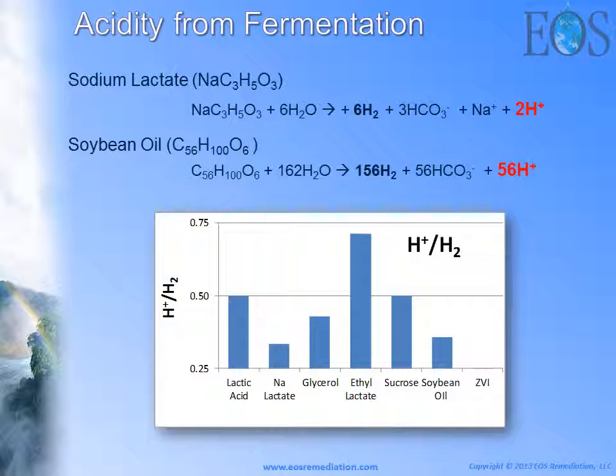You can see here that while sodium lactate, which is the second one from the left-hand side of the table, has a nice low acidity to molecular hydrogen ratio, when you look at the balanced equation at the top, you see that you're really only getting 6 moles of molecular hydrogen. Whereas when you look at soybean oil, you're getting that same low ratio of acidity to molecular hydrogen, but you're releasing 156 moles of molecular hydrogen for that acidity. So you're getting much more bang for your buck.